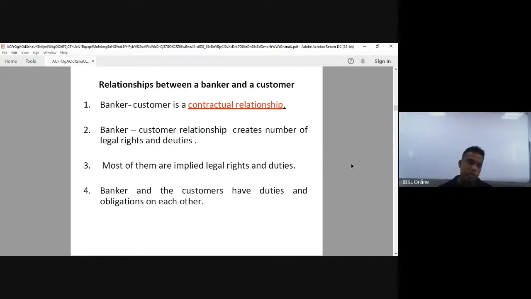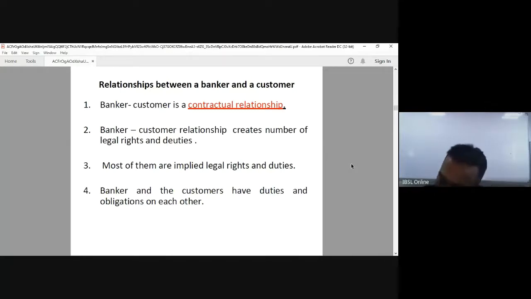Now, what are the other contractual relationships that we see in common day-to-day life? Take marriage. Marriage is a contractual relationship. It's a contract between two people. Right? Likewise, the relationship between the bank and the customer also is a contract. The banker-customer relationship creates a number of legal rights and duties.